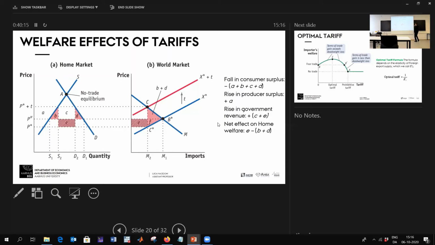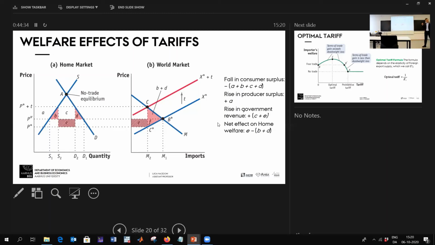There is a difference in welfare relative to what we saw for the small economy. Because in this case, we have that welfare is E minus B plus D. So this thing can be positive. Now, what does that mean? Why is it that a tariff can be welfare enhancing for a large economy?